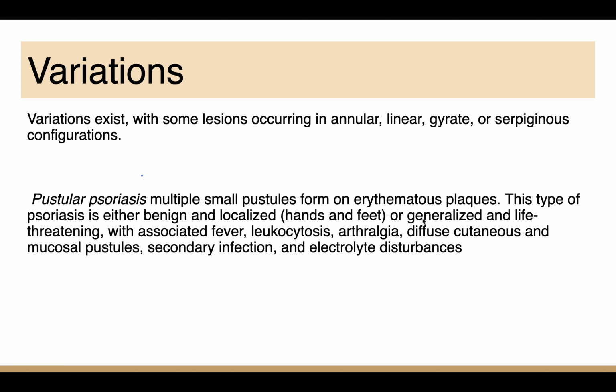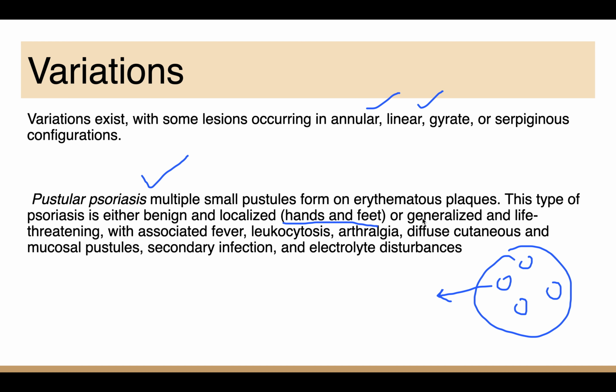Now variations from the normal can also occur. There is a specific variant known as pustular psoriasis. Here, in your erythematous plaque area you see some pustules. These pustules can be well localized, present only on the hands and feet, or they can also be generalized and can lead to septic shock in that person. So depending upon the severity, pustular psoriasis has two forms, localized or generalized. Other variations in how the lesions look can exist. They can be annular, linear, or serpiginous.